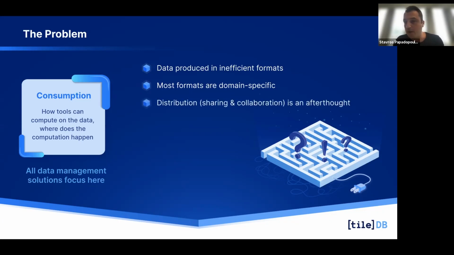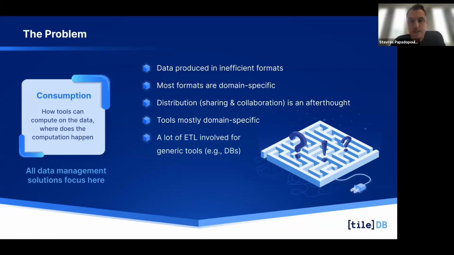The distribution and especially issues around sharing and collaboration are an afterthought. This is not what the databases are architected around. Usually they try to incorporate features later. Most tools are domain specific. Again, each domain works kind of separately on their own data with their own tools, and they're missing out on more generic tools in data science, for example, or in databases that could be a great fit for them. And a lot of ETL is involved, a lot of conversion, transformation, copying of the data from one format to another in order to make meaningful analysis on the data. So that's the general problem.